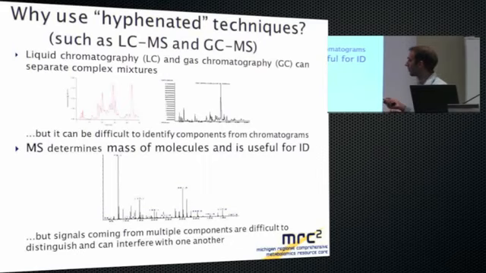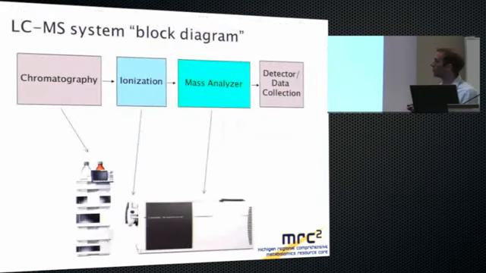You probably won't fully resolve all of your compounds by LC. And also, with just the output of a chromatogram, it's difficult to identify what metabolite is what. Mass spec can determine the mass of metabolites, and it's useful for identification. But if you put the entire metabolome into a mass spectrometer all at once, you're not going to be able to distinguish what all of them are. So when we run LC coupled to mass spec, we can do a better job with that. And so this is just sort of a basic block diagram.